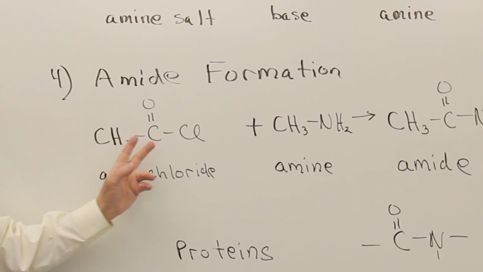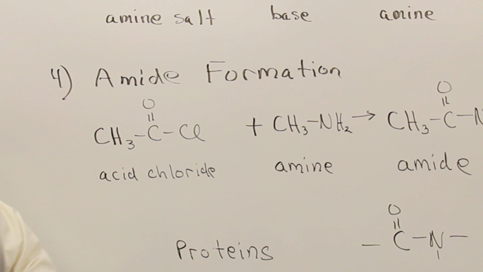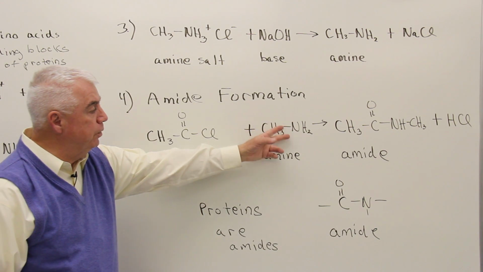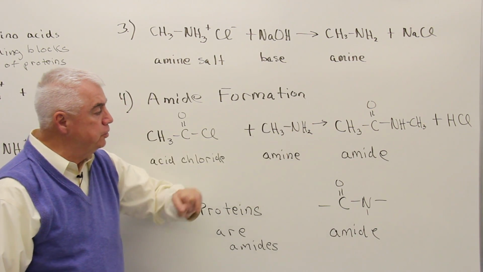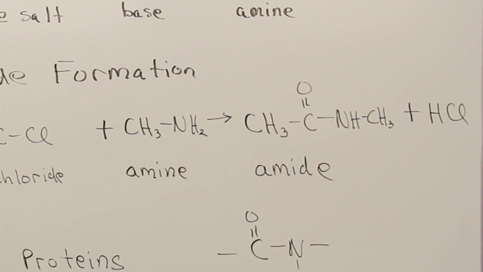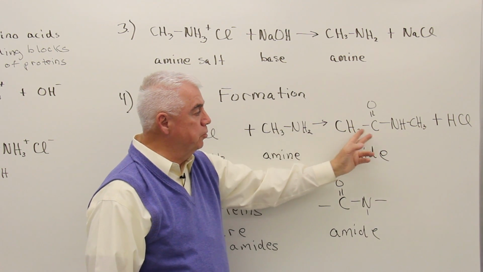You can think of it as a carboxylic acid. We've traded the OH for a Cl to get this acid chloride. It's a much more reactive substance. It can react with amines. And what happens is one of the hydrogens from the amine and the Cl form HCl. The nitrogen is now bonded to the C double bond O. As this occurs, then we have this amide structure.